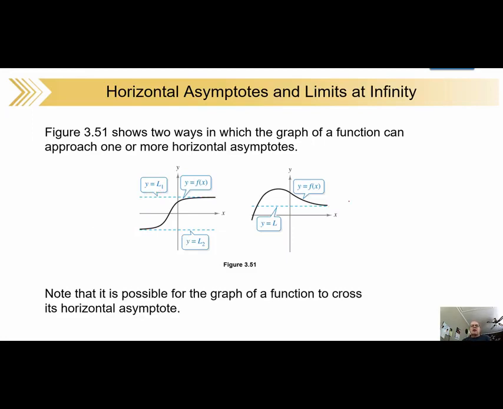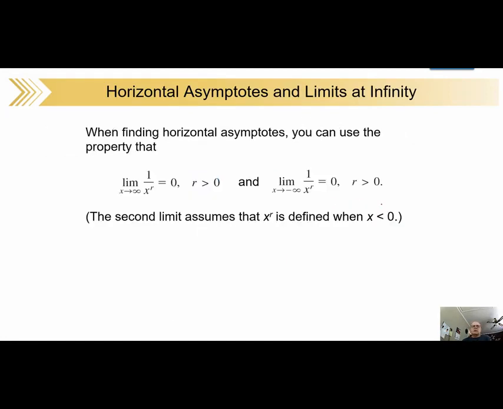Also note that it's possible for the function to cross its horizontal asymptote. So this odd one over here actually crosses where it's going to come close to, goes away from it, and then starts coming back and getting close to that horizontal asymptote.